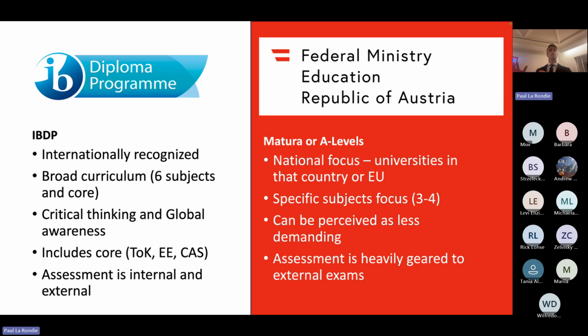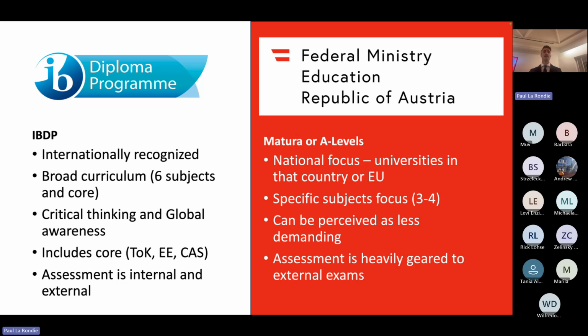For a bit of clarity then, if you were to compare this against the Austrian Matura, the Swiss Maturity, for example, or A-levels, there's a big difference between the International Baccalaureate Diploma and each of these nationally focused education systems or diploma systems, if you will. Typically, there's a more narrow focus with those other types of systems. They can be perceived as a bit less demanding because there are fewer subjects, and the assessment is very, very heavily geared toward the external exams without the internal assessments. In terms of university recognition, more often than not, these types of diplomas are more specific to the country in which they originate, or at least within the continent that's nearby.